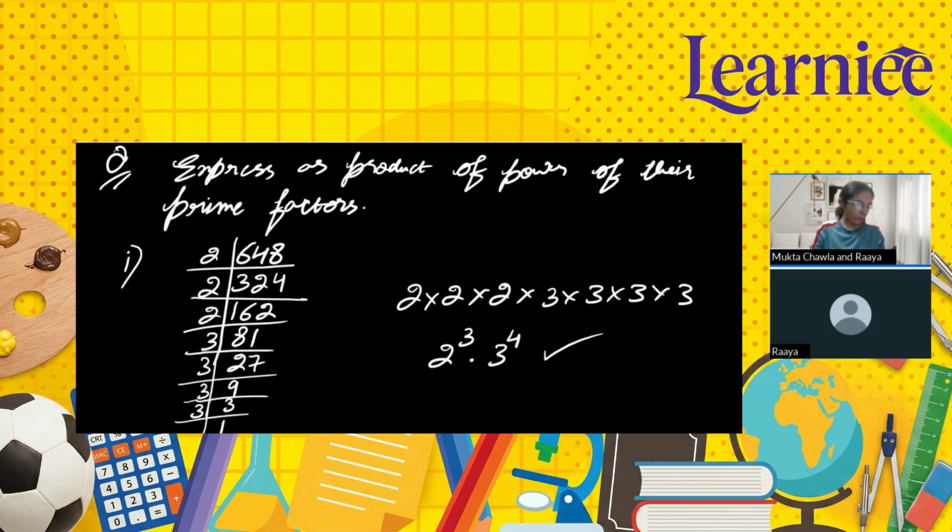What is the next value? 405. Means we have to express it in exponential form, provided the base values should be prime factors, right?